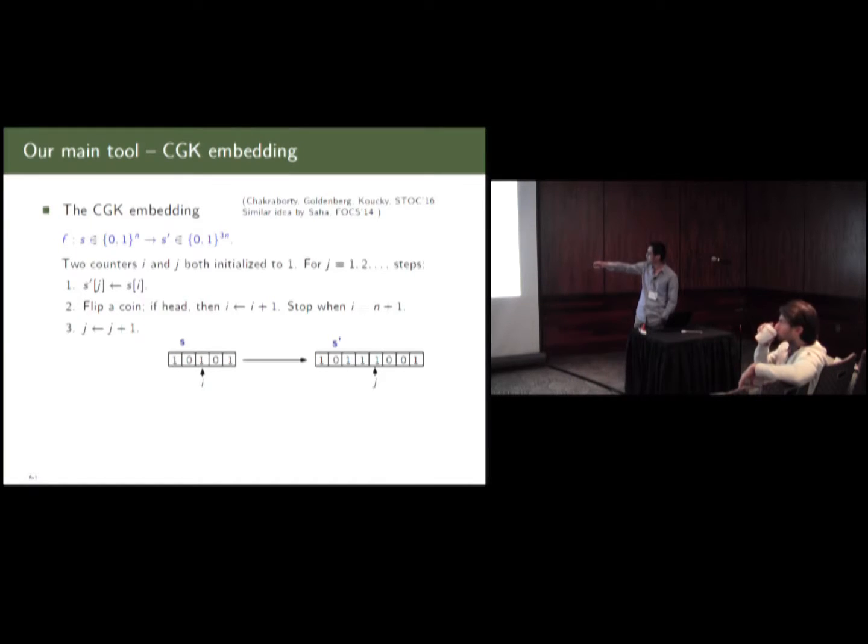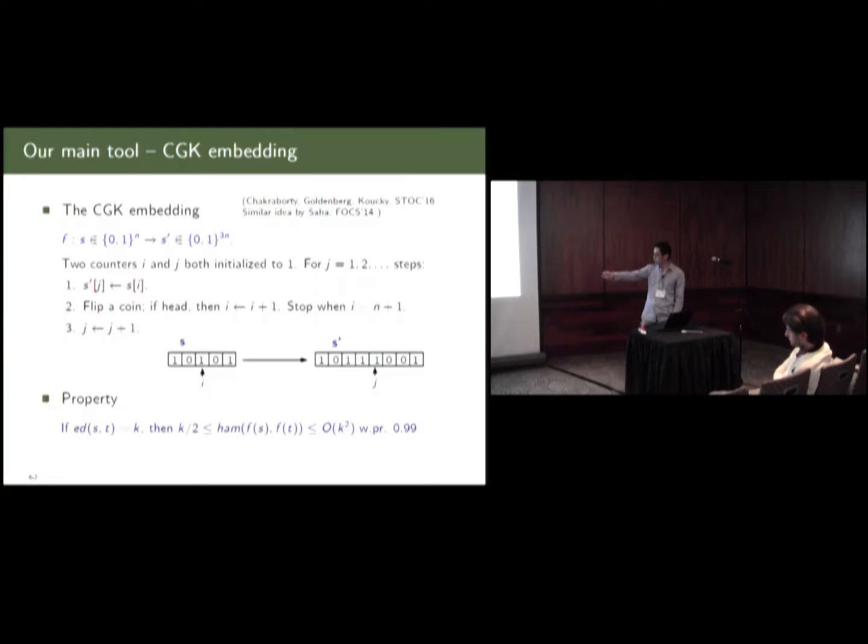At each step, we first copy this bit to the output string. Then we flip a coin with half probability. If heads, we increment i, otherwise we just keep i. We stop if i reaches the end of the string. And every step we increment j. So we copy, then flip a coin to see if we want to move i to the next position, but we always move j forward. When i reaches n plus 1, because of a concentration bound, j will very likely be less than 3n. If it's less than 3n, we just pad with 0. Okay, so that's the whole embedding.